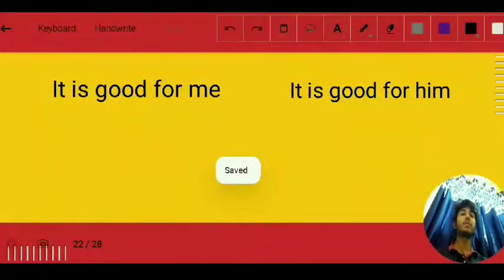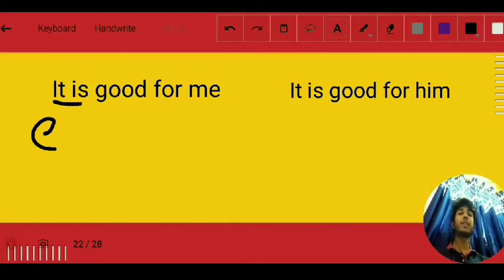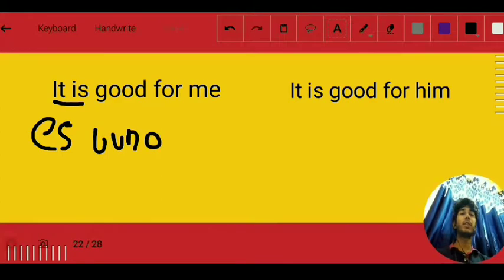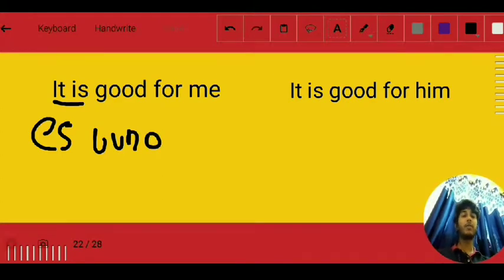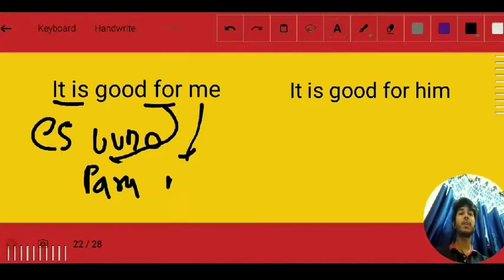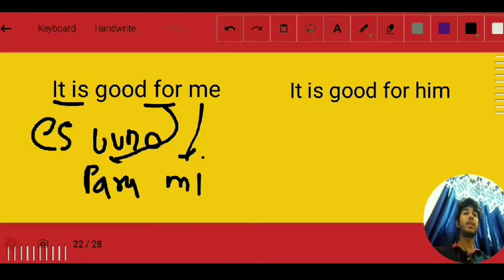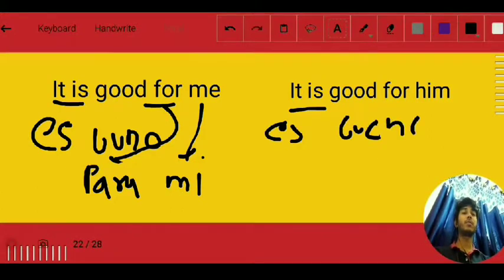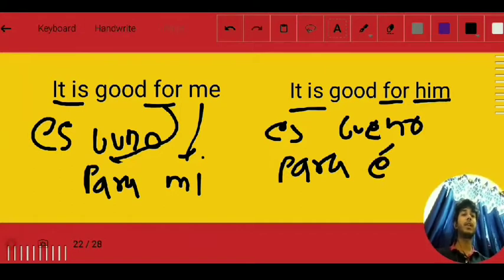So now here we have: it is good for me. We are going to translate "it is" as es. For good, it is bueno. And in this lesson, I have dictated that for me is going to be para mí. For we have para, and for me we have mí. It is good for him. Es bueno. For is para. Him is él.